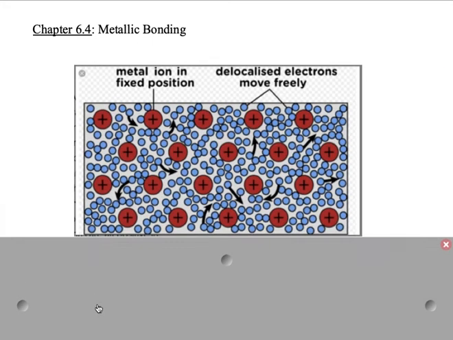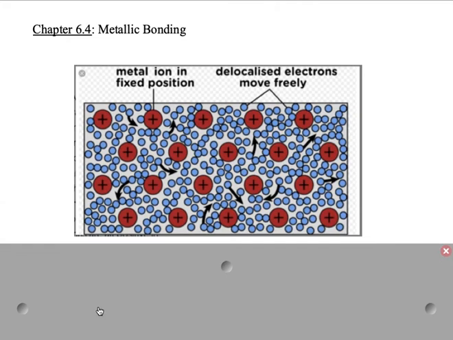And here is a diagram that shows that. The red circles with a plus sign in them represent the nuclei and core electrons of the metal atoms, which have lost their valence electrons and hence have a positive charge. The small blue circles represent the valence electrons, which have left the valence shell and are now free to flow throughout the metal crystal.